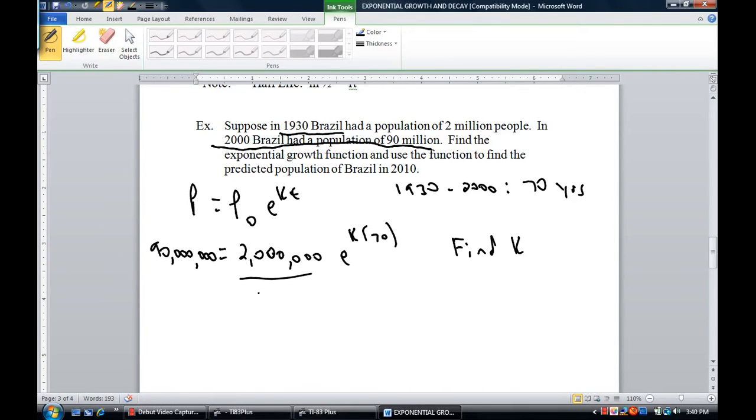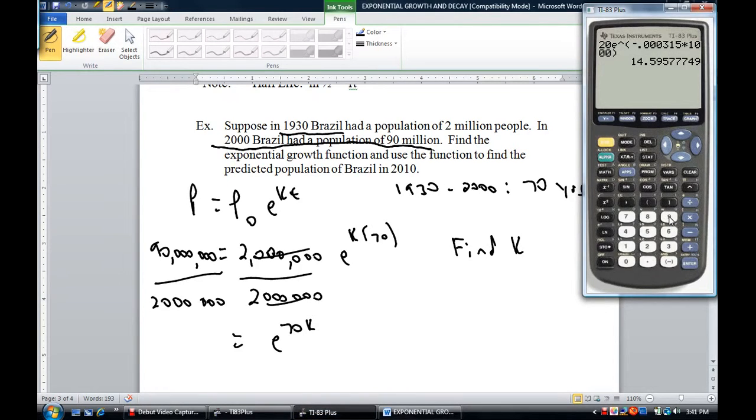So now I'm going to divide both sides by 2 million. I know I'm leaving out commas. It's not that big a deal. Don't worry. And that means on the right side we end up with e to the 70k. These are all the same kind of steps we've already been seeing. I'm going to type in 90 million, make sure you type in 90 million divided by 2 million. And yep, you better get that answer.